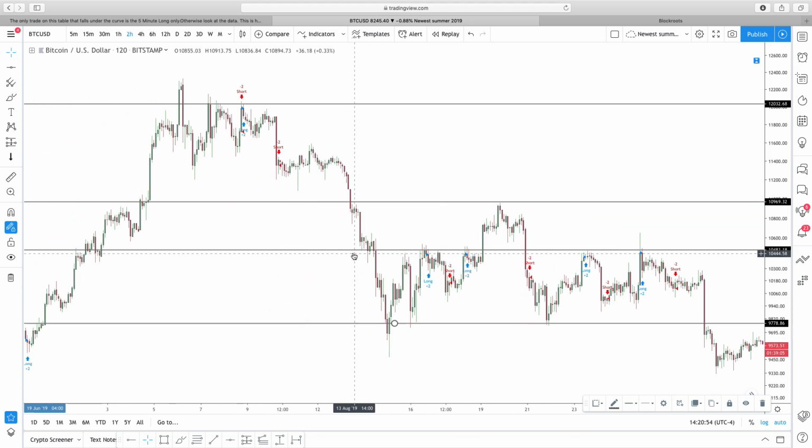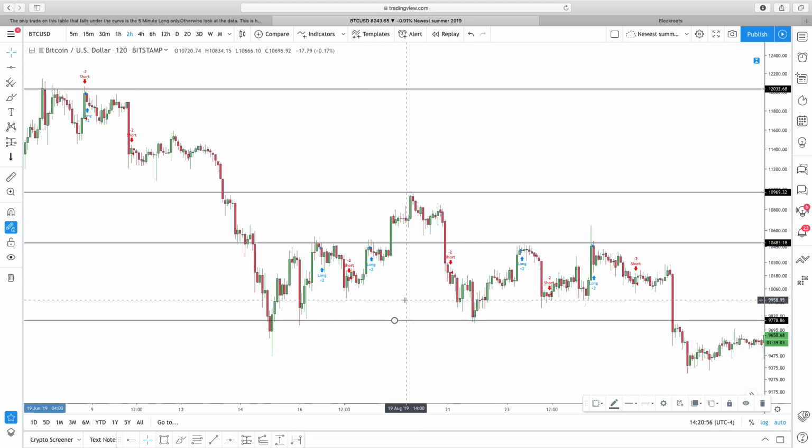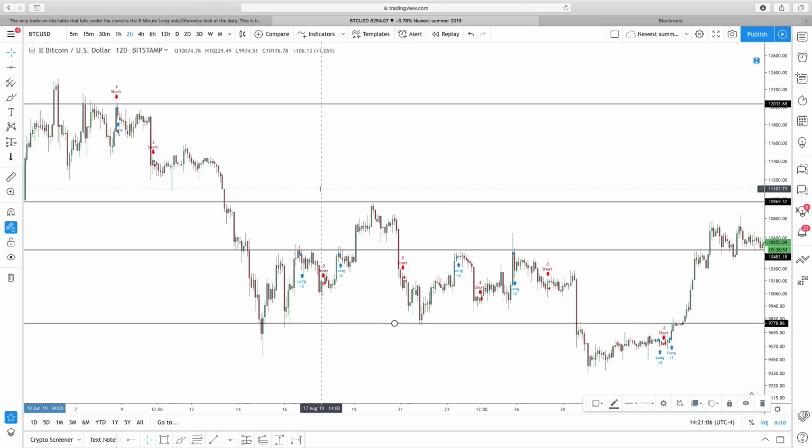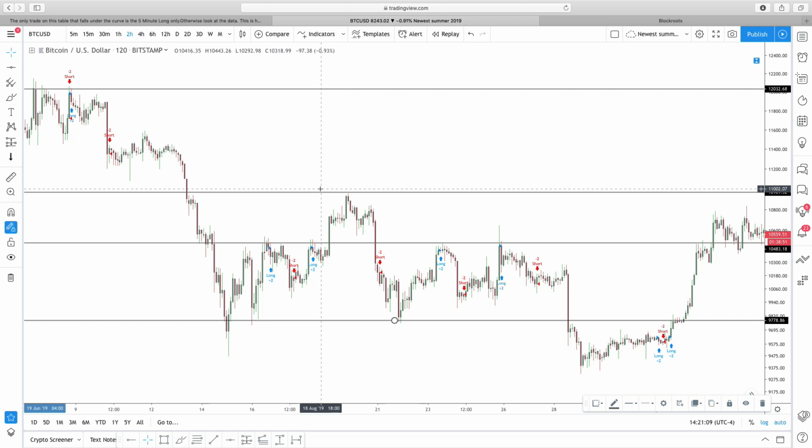All right, so what I'm trying to give you is some insight into how you can actually apply this when you're in a ranging market, because this is how a machine learning strategy might go about applying this. Remember though that the lower time frames are going to yield more chop, especially during ranging markets.